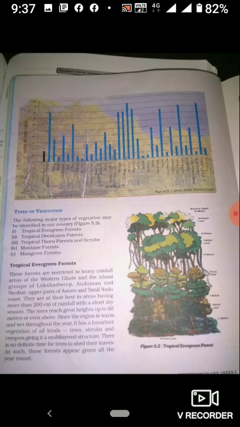So, this is the general classification of forests that we find in India.